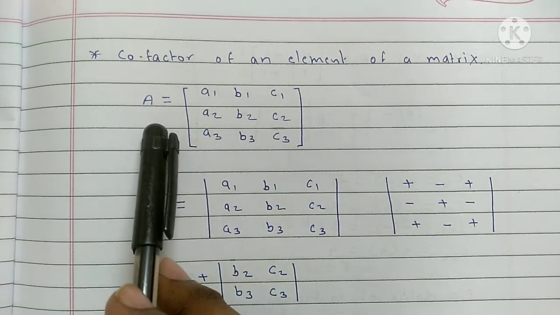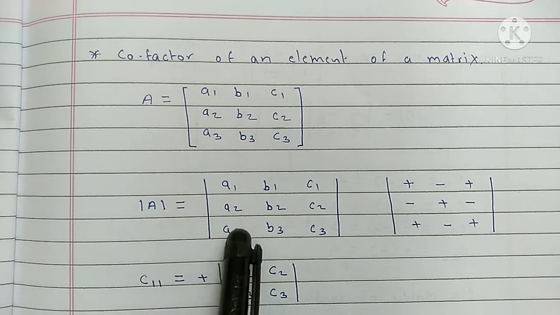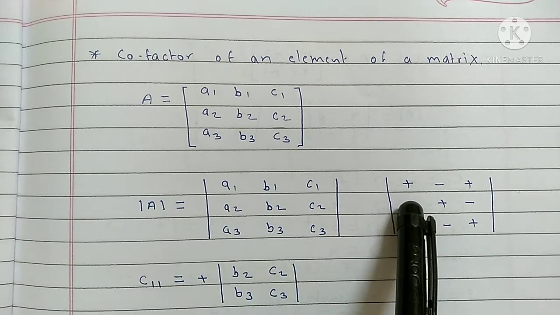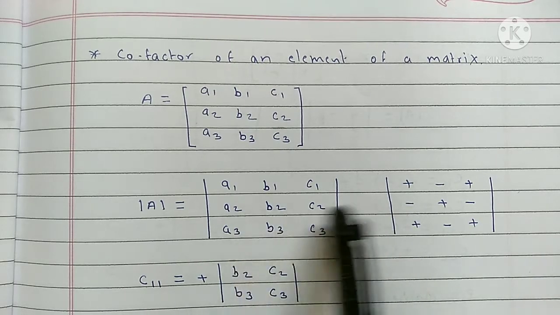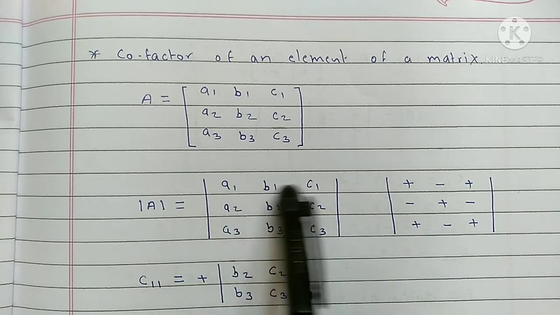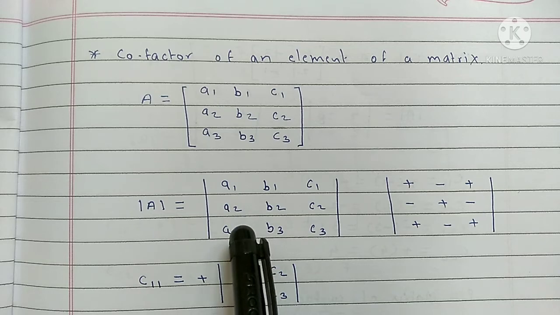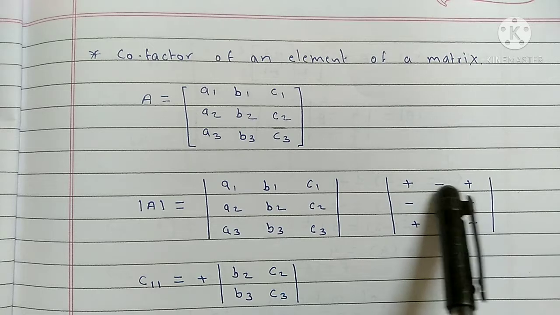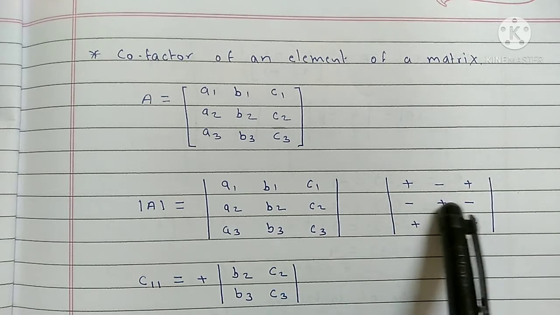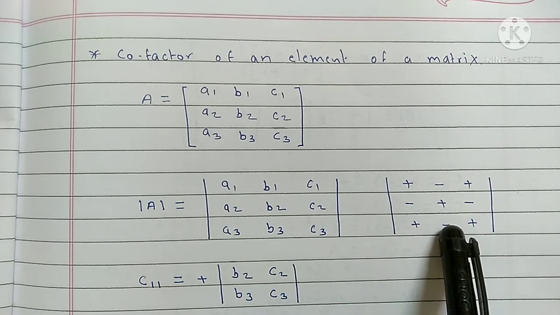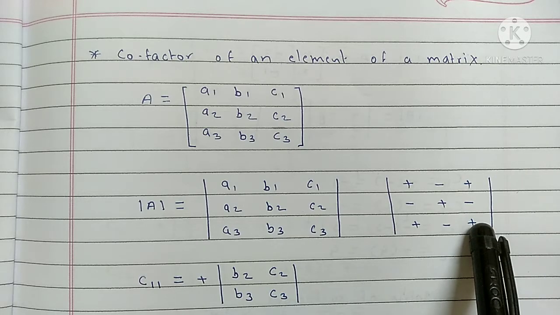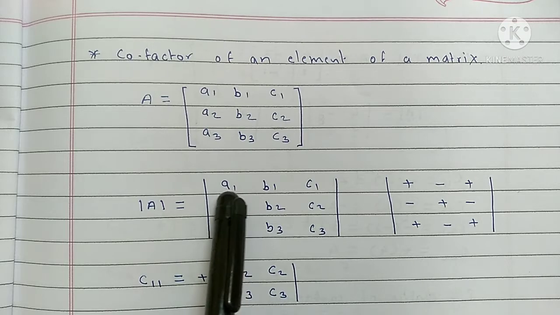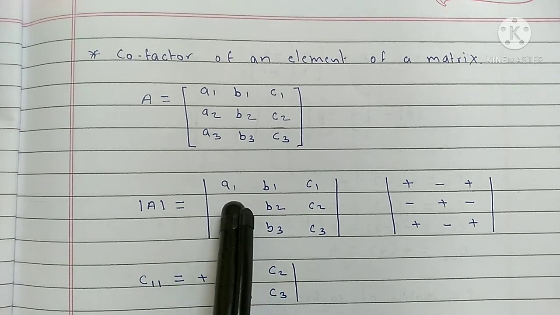So, this is matrix A. This is determinant of A, and these are corresponding signs of this determinant. Order of this determinant is 3 by 3. So, plus, minus, plus, minus, plus, minus, plus, minus, plus. These are corresponding signs. Now we will first find cofactor of this first element, A1.